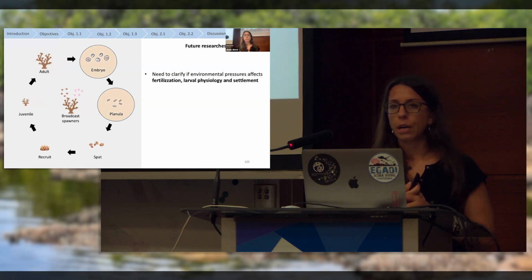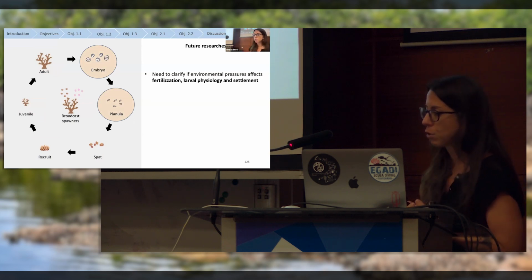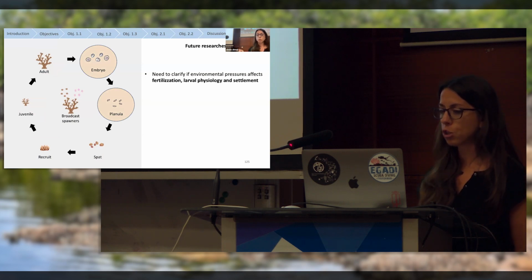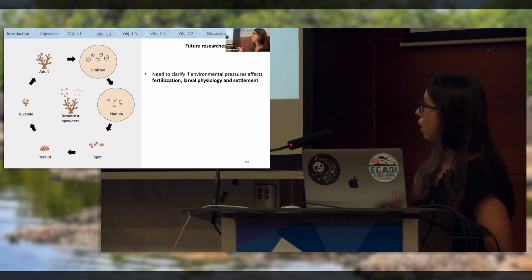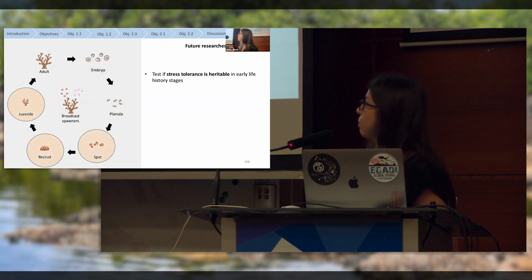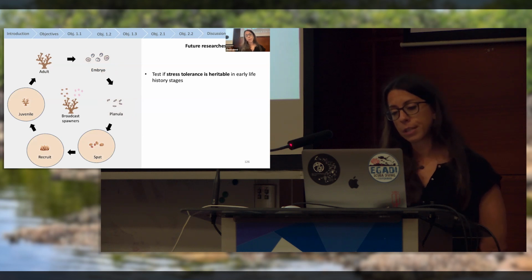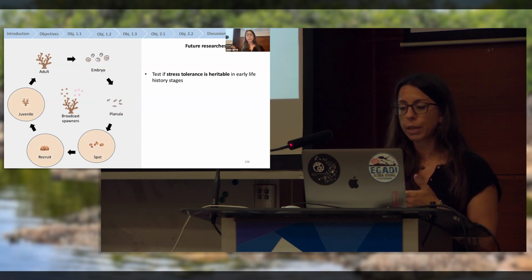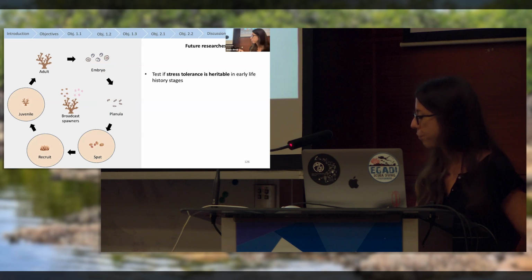Now, as I tried to respond to some research questions, of course, other research questions remain open. So in my opinion, the next research should focus on the effect of the environment on fertilization, larval physiology, and settlement, just to test if these stages are affected by the environment of the Buraki population. Then I think that stress tolerance should be tested in early life history stages. Indeed, it would be nice to test if the adult colonies in Buraki can pass stress tolerance to their offspring and to their juvenile stages. So, if stress tolerance is actually heritable.